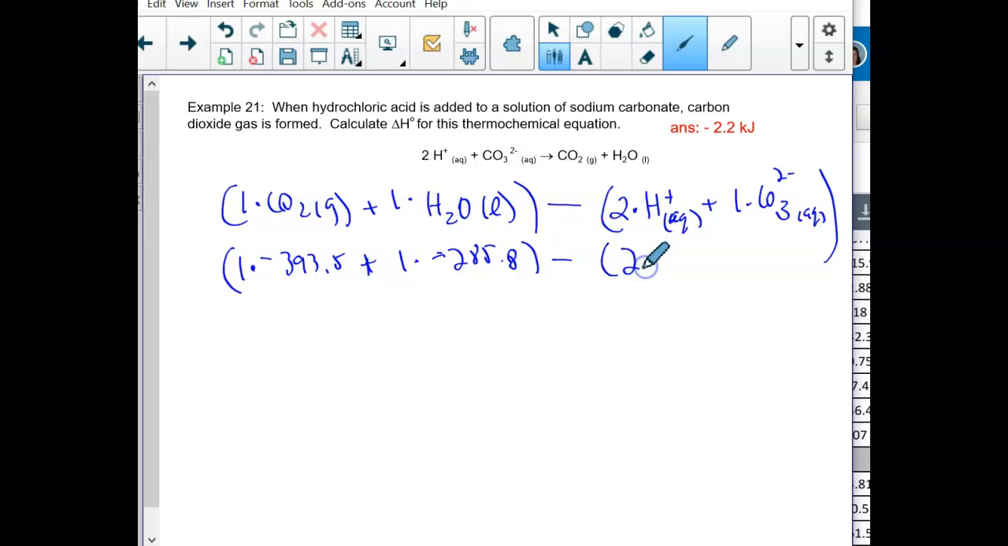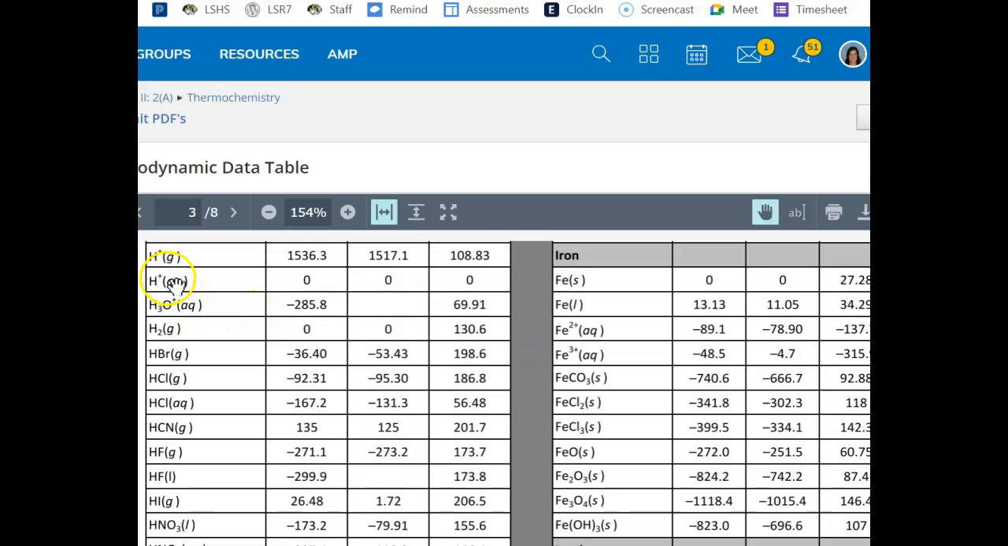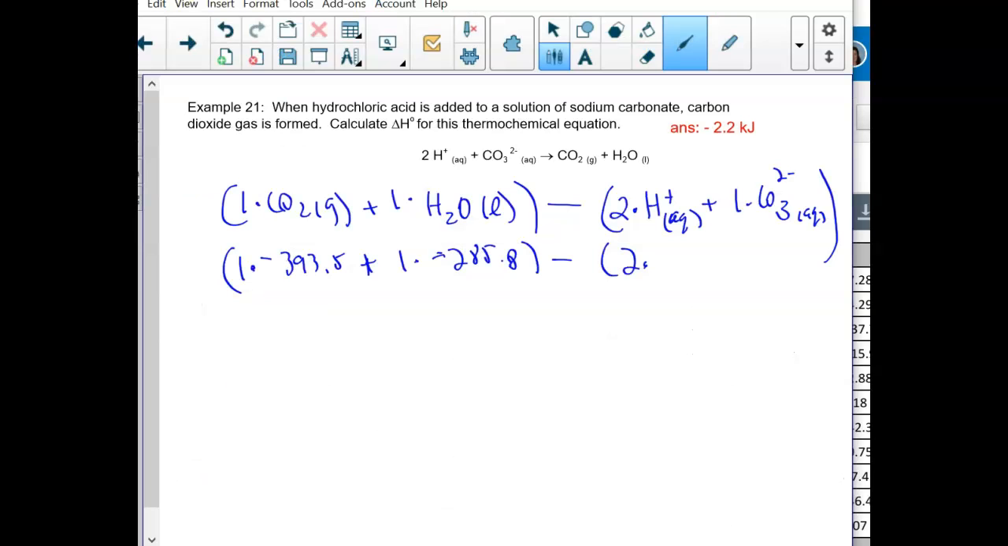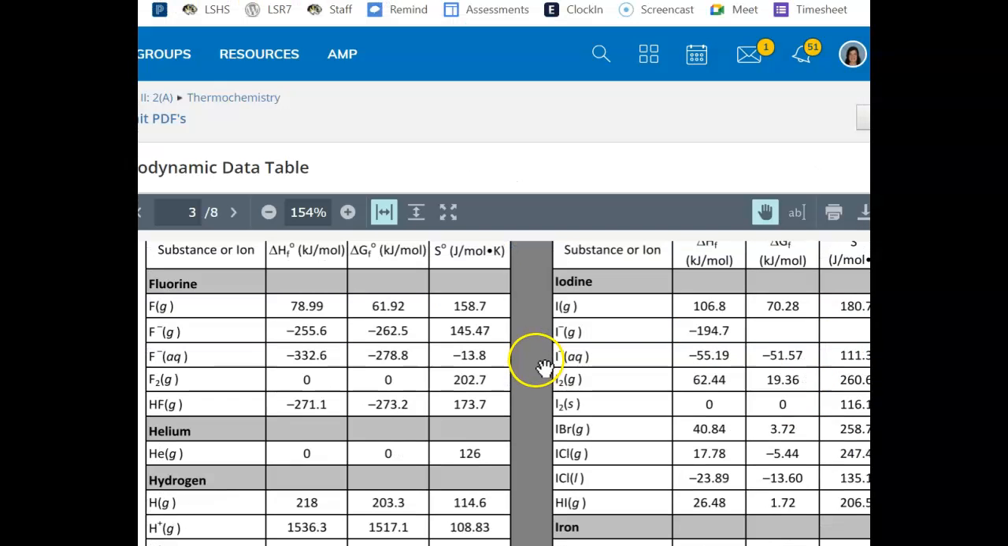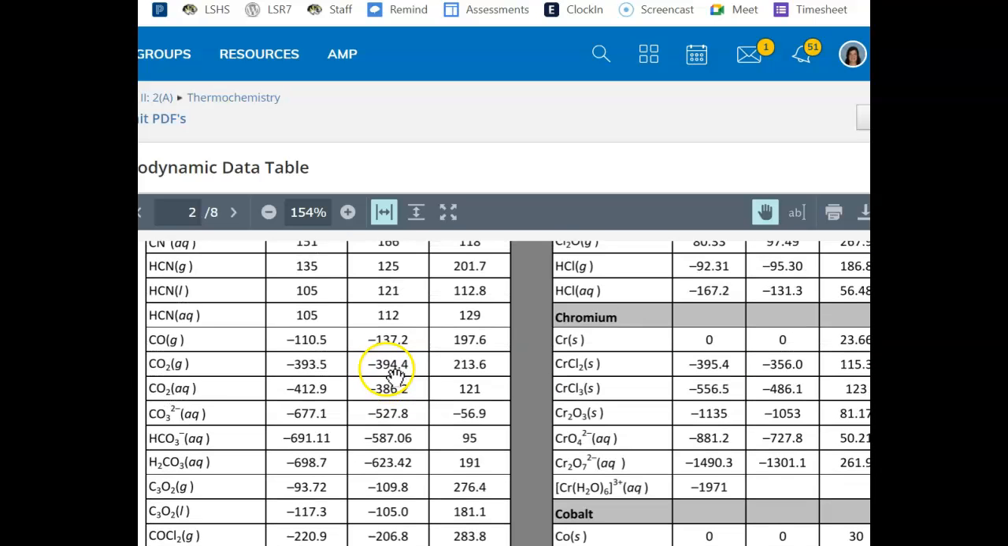Minus 2 times H plus aqueous, or hydrogen ion aqueous. So that is going to be H plus aqueous is 0. So we're going to go back in and put 0 in for that. That's not an element, so you wouldn't know that was 0 without looking it up. Plus 1 times carbonate ion. So we're going to look in the carbon section. Let's see, CO3 aqueous is negative 677.1.